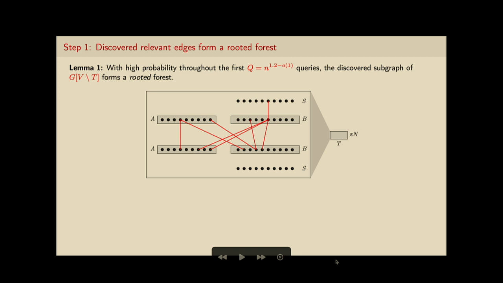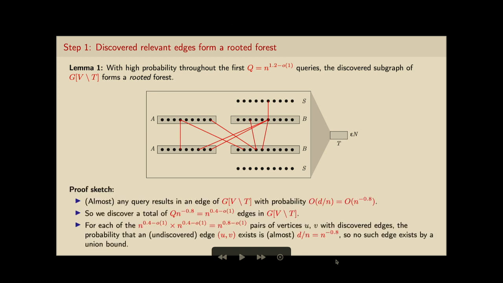Why is this? Actually, let me give a proof sketch of why it's a forest. And this will be a forest only if the degrees are n to the 0.2. If the degrees are larger, it's not going to be a forest anymore. Basically, for every query that we make, the probability that it ends up being an edge in the core is roughly d over n. This is n to the minus 0.8.